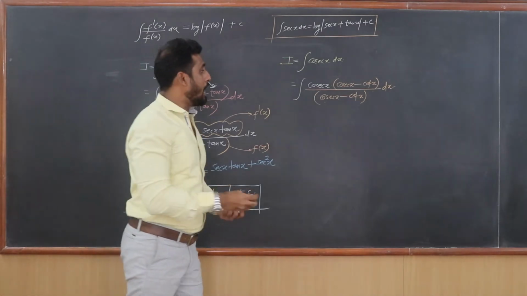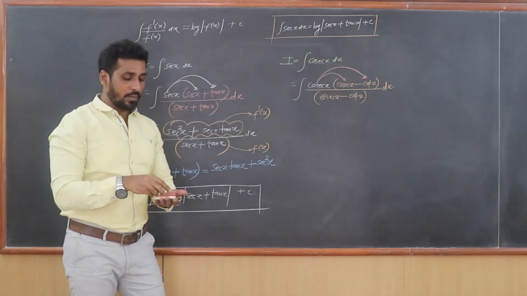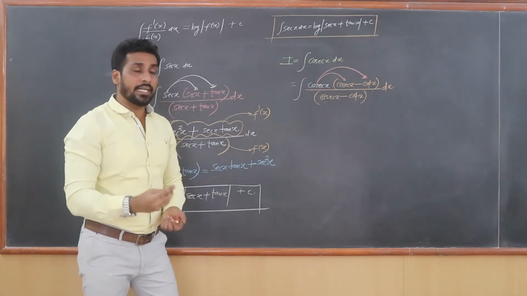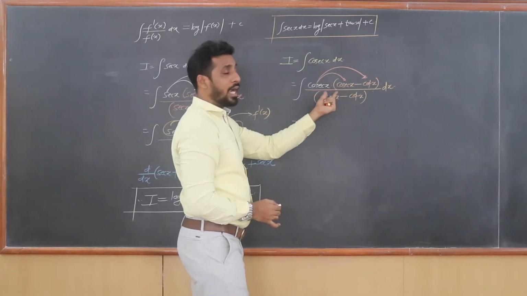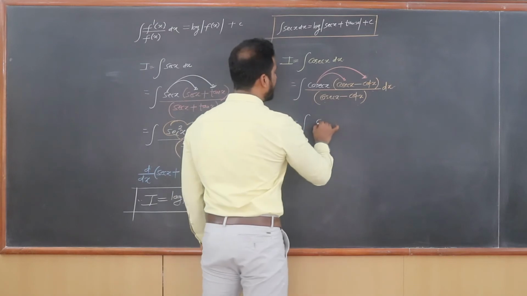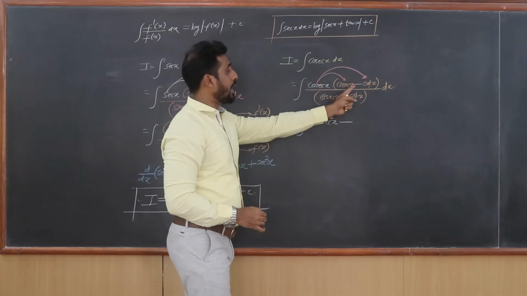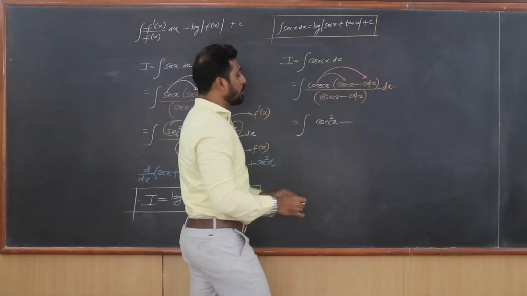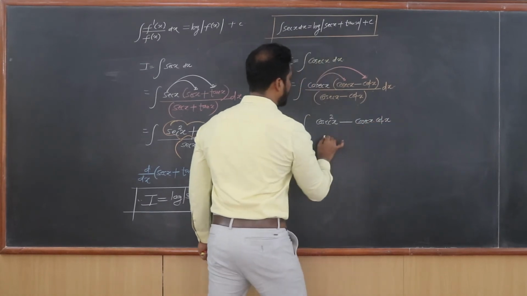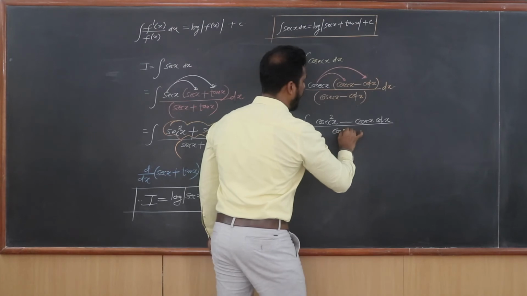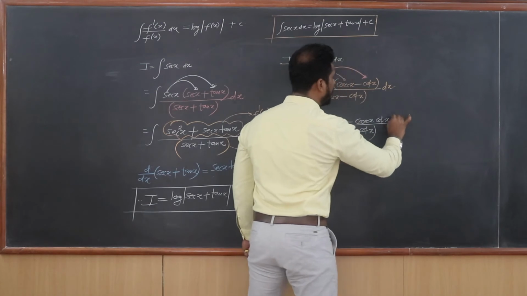What should I do here? I am going to multiply the cosec x inside the bracket. If I multiply cosec x inside the bracket, what do I get? I get cosec x into cosec x, which is cosec square x. There is a minus sign in between, and cosec multiplies with cot, you get cosec x into cot x. Again, the denominator is cosec x minus cot x, and we write dx here.